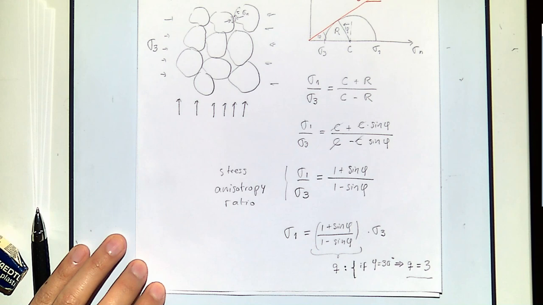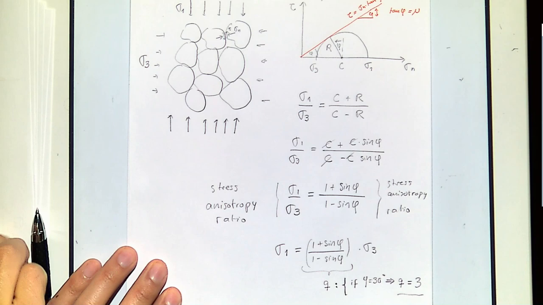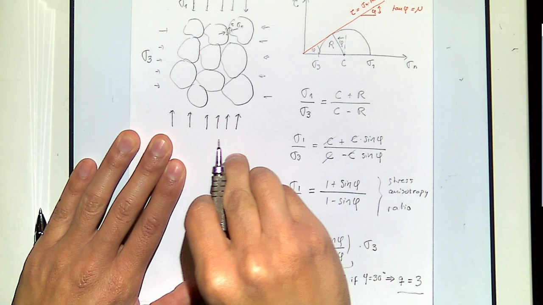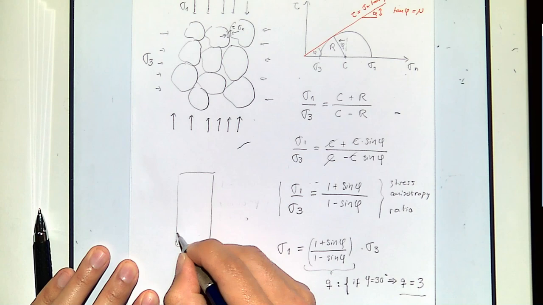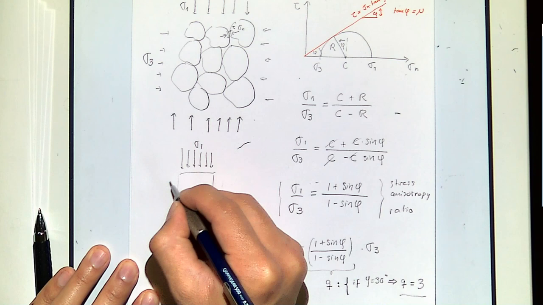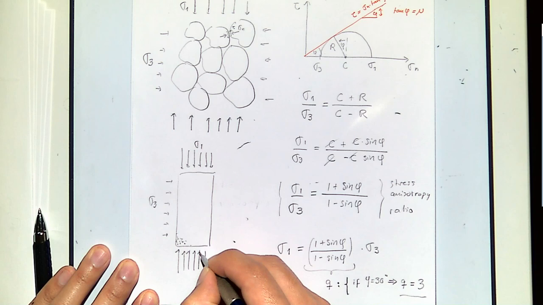And we're going to do one more thing out of this that comes very nicely out of these equations. Let me move this over here. If we zoom out a little bit out of this granular medium and we consider something a little bit larger, but again, we have here sigma 1 and sigma 3.